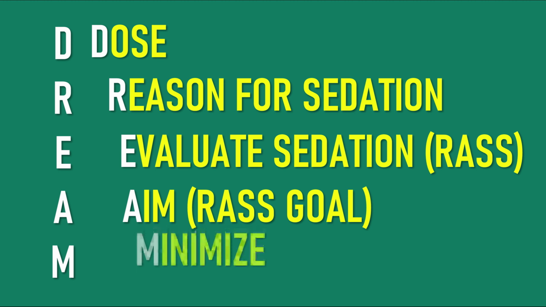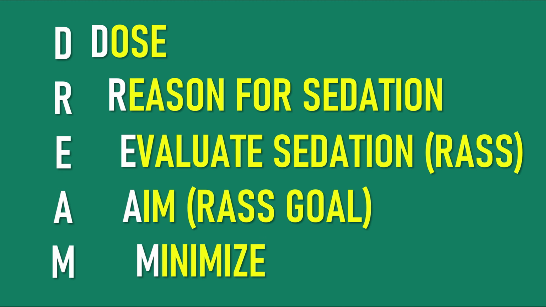M is to minimize. What are you going to do to reduce the number of drugs and the dose of those drugs? So, for example, if the patient is receiving 40 mics per kilo per minute of propofol to tolerate mechanical ventilation with a goal of -3 on the RASS scale, we are going to try and wean that propofol by 25% per day. This is particularly important if the patient is receiving opioids like morphine and benzodiazepines.